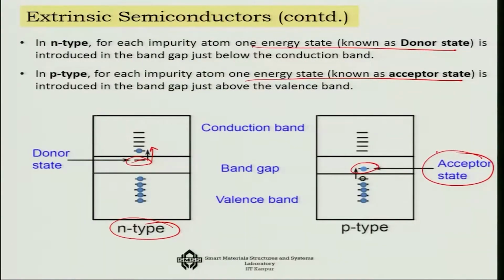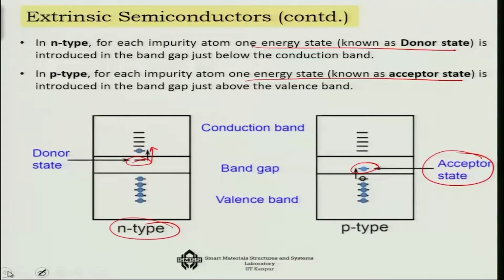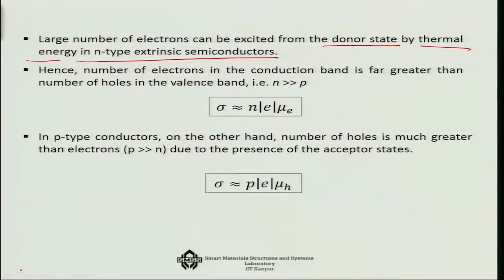So, this is the extrinsic semiconduction system. Now, a large number of electrons can thus be excited from the donor state by thermal energy in n type extrinsic semiconductors. Further to this, if you go to the last slide, if you increase the temperature, then you can actually create a large number of these donor states.